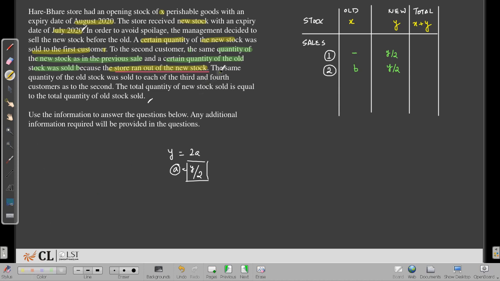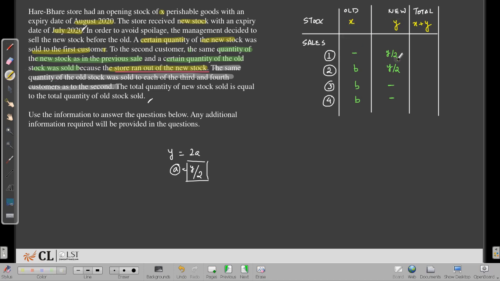The next sentence, again, it's important to interpret very accurately and capture the information. The same quantity of the old stock was sold to each of the third and the fourth customer as to the second, right? So we have the third and fourth customer. The same quantity of the old stock sold to the second customer, which is B. That is what is being sold to these two customers. That's interpreted. Obviously there is no more of the new stock left. Okay, so this is the information that we can capture. Perfect.